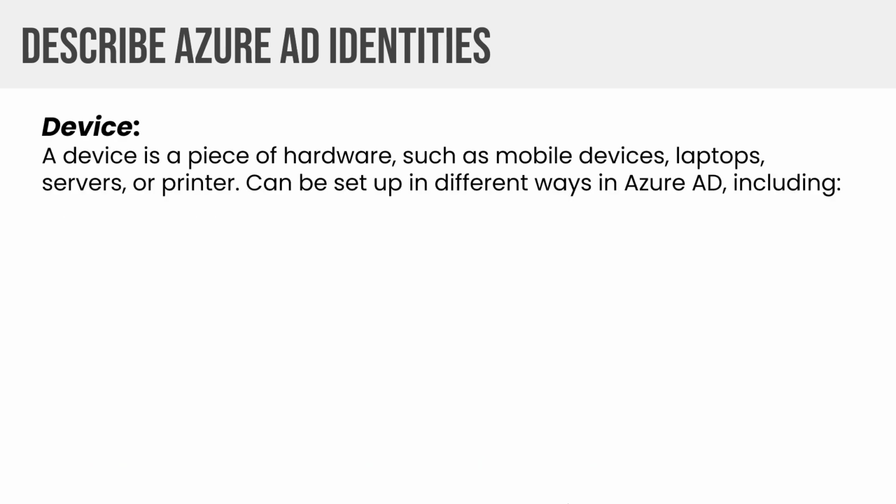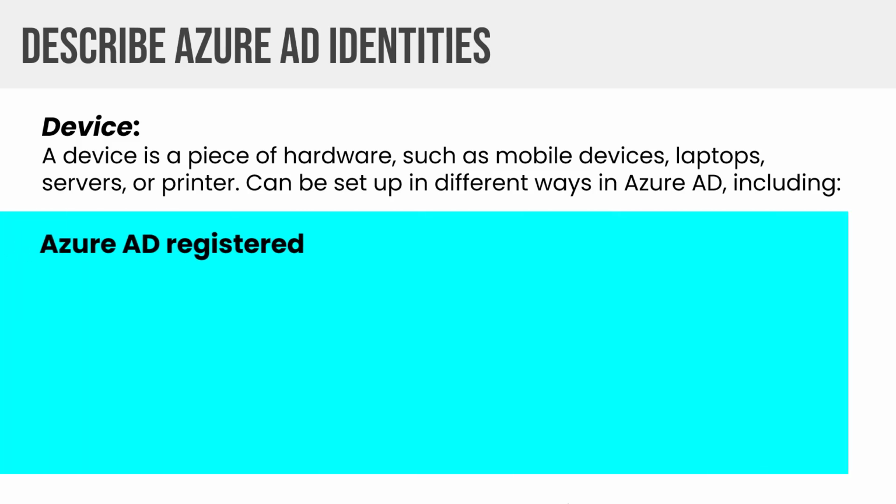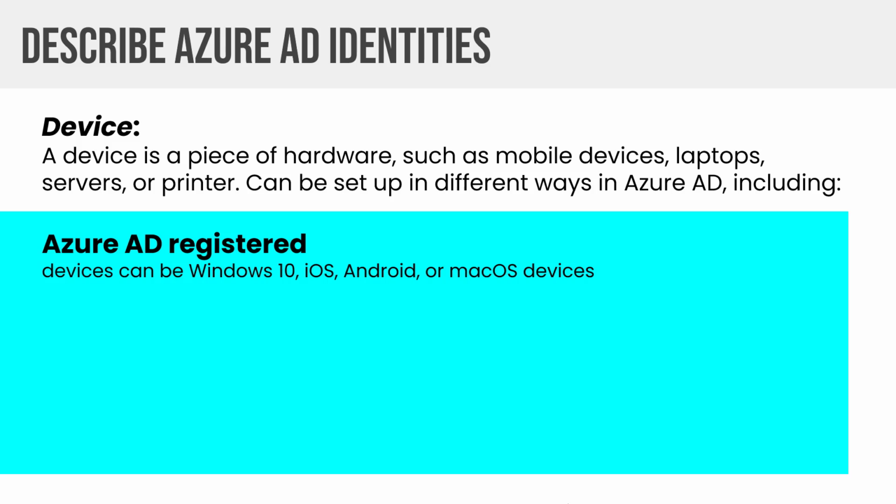So moving on, let's talk about devices. A device is a piece of hardware like a mobile device, a laptop, a server, or a printer, which can be set up in different ways in Azure AD, depending on our circumstances. So Azure AD registered, for example, devices can be Windows 10, iOS, Android, or Mac OS. These are often personal or BYOD devices. Really the goal of Azure AD registered devices is to provide your users with support for bring your own device or mobile device scenarios, in fact.